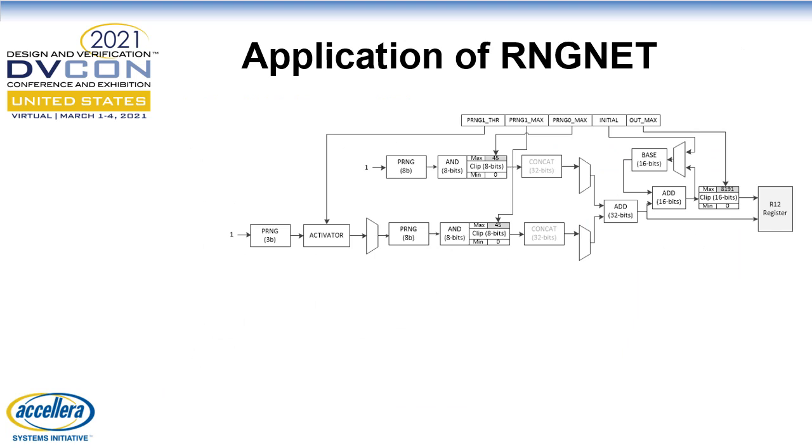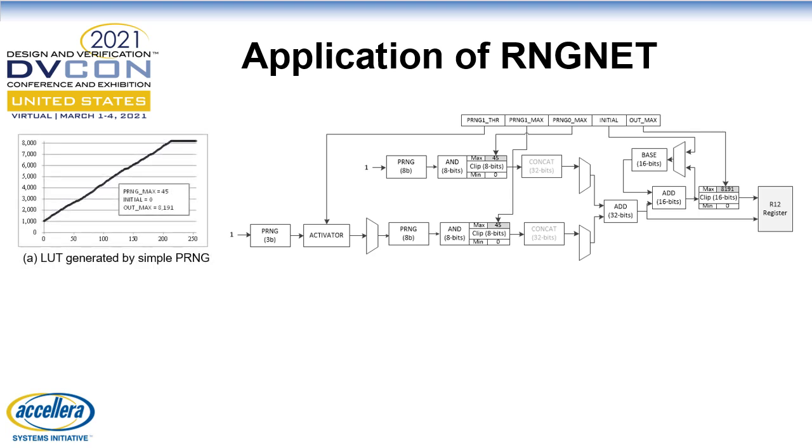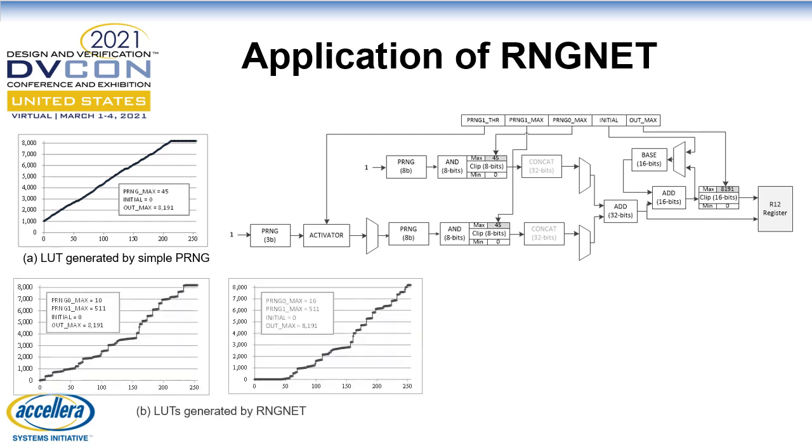This slide shows an example configuration of RNGNet to generate monotonically increasing LUT values. This graph is what you can get with a simple pseudo-random number generator that generates delta values between adjacent 2 steps. These 2 graphs are what you can get with RNGNet, which is an addition of 2 independent sequences. One is frequent small stepping and another is occasional large stepping. By activating more sequences of different frequencies and steppings, we can get more complex LUT functions.